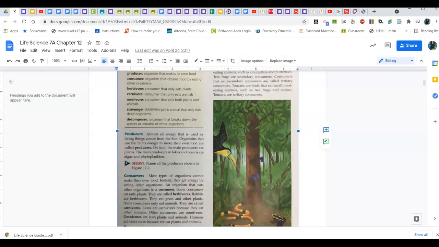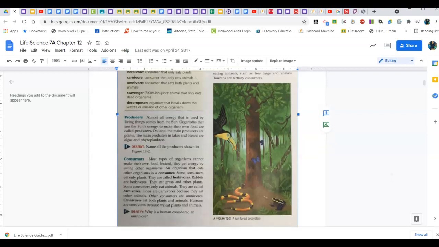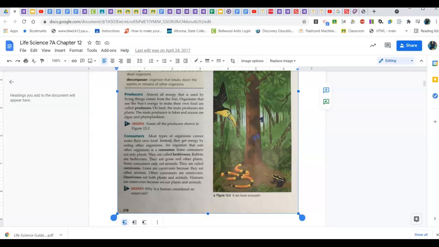Herbivore, consumer that eats plants. Carnivore, consumer that eats animals. Omnivore eats both plants and animals. Scavenger that eats dead organisms, and decomposer that breaks down the wastes or remains of other organisms.